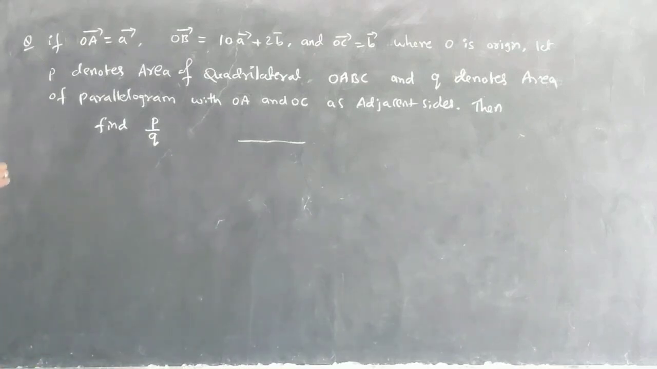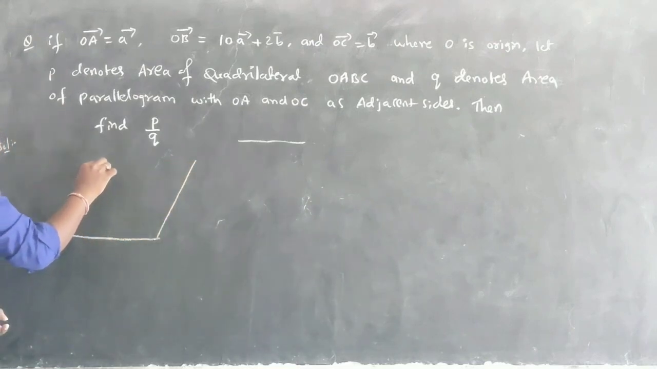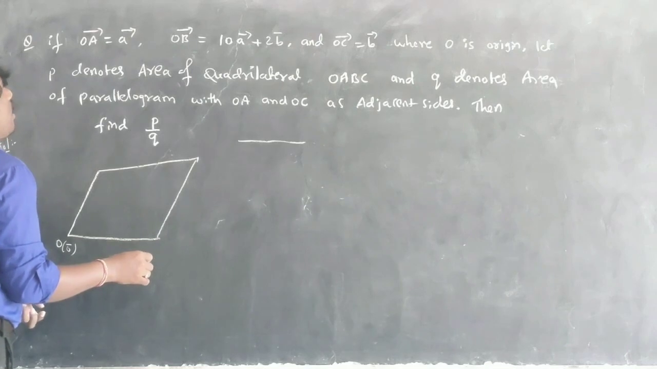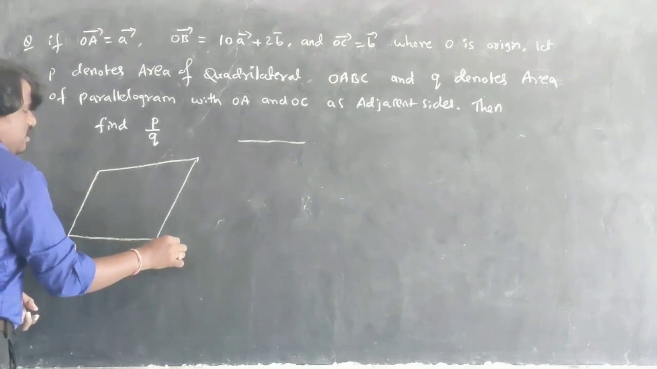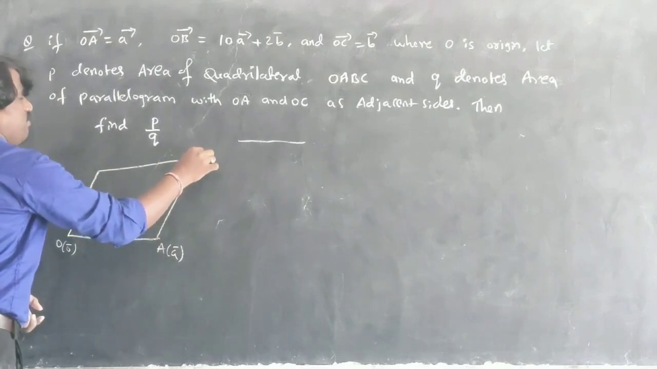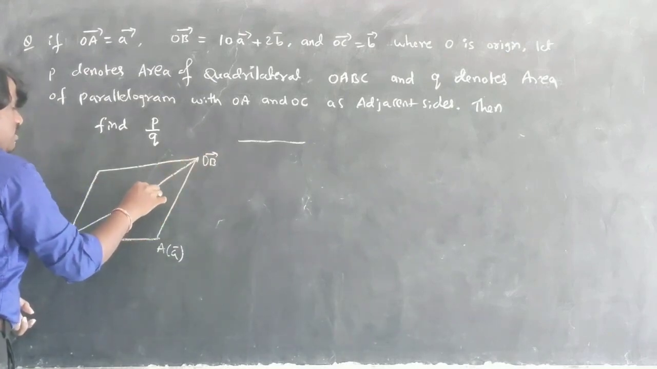Now how to solve this one? Listen here, numerical based. You just draw a quadrilateral. Let us draw one quadrilateral. It's a quadrilateral shape. So this is O, the origin. OA is the A vector, and this is the OB vector, and you are joining O and B.